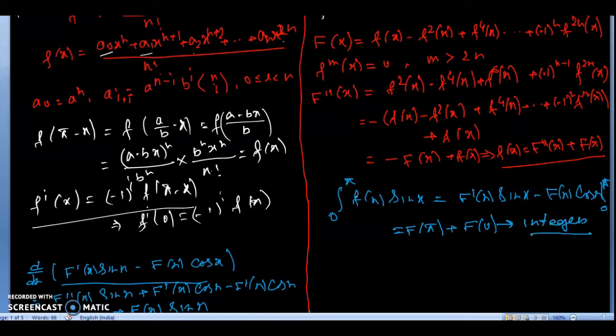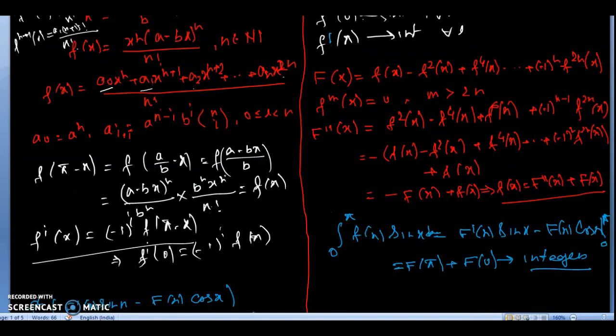The integral from 0 to pi of f(x) sin x dx is an integer, independent of n. This part is an integer for any value of n, because f(x) sin x dx is an integer for any n, as we have taken n arbitrary. Now we are going to show that this part will not be an integer for some fixed values of n, and there will be a contradiction.